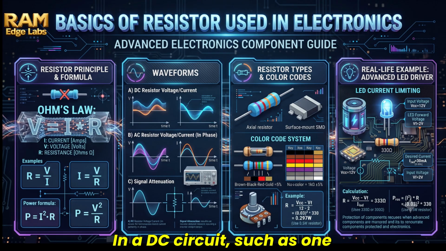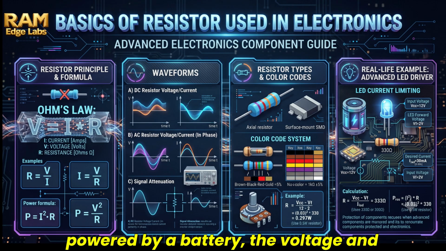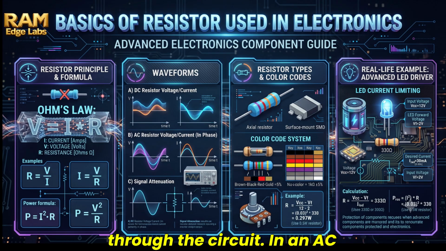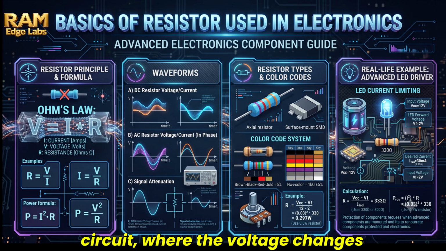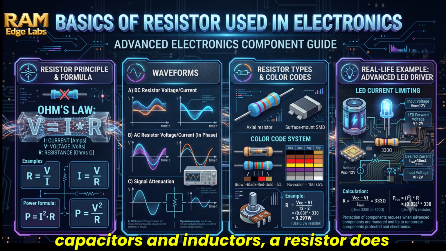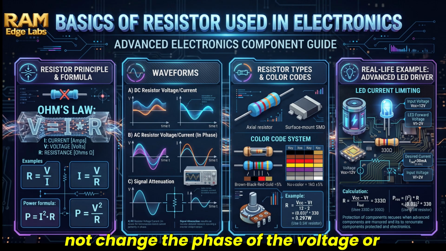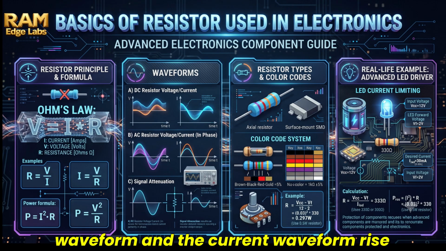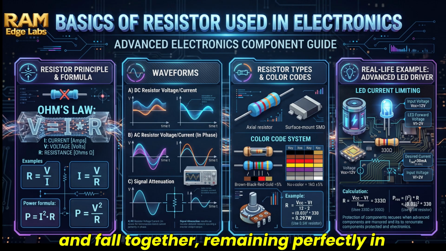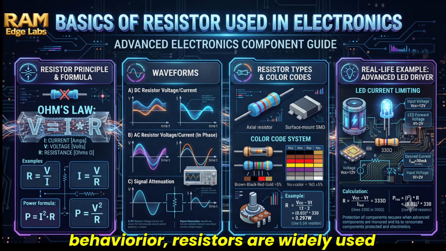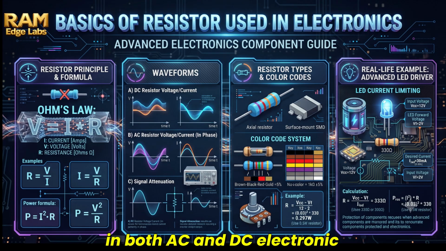The images also show how resistors behave in both DC, direct current, and AC, alternating current, circuits. In a DC circuit, such as one powered by a battery, the voltage and current remain constant, so the resistor continuously limits the current flowing through the circuit. In an AC circuit, where the voltage changes direction many times every second, the resistor still opposes the flow of current. However, unlike capacitors and inductors, a resistor does not change the phase of the voltage or current. This means that in a pure resistive AC circuit, the voltage waveform and the current waveform rise and fall together, remaining perfectly in phase. Because of this simple behavior, resistors are widely used in both AC and DC electronic systems.